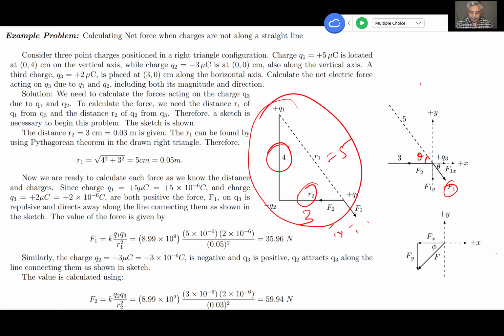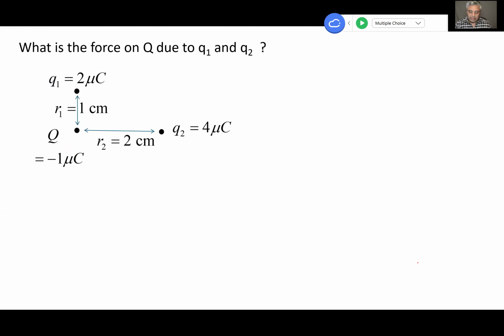Which is done here. So once you have added the components, then you can put them tail to tip. That makes a right triangle. That way you can find the value and direction. Okay. So that was that, and that is done in the note in detail.